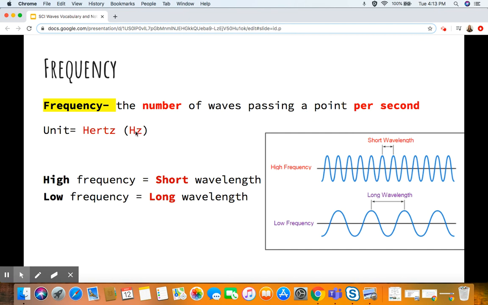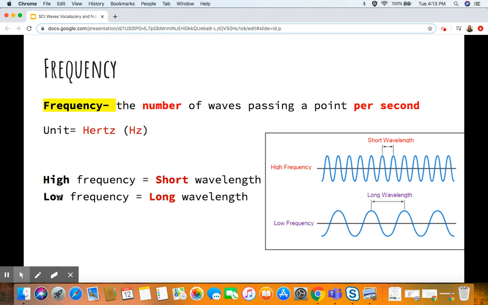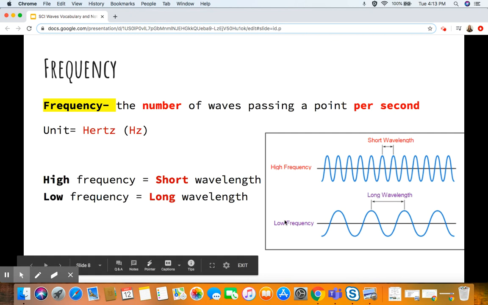So for example, we could have 1 hertz, 2 hertz, all the way up to 1,000,000 hertz, depending on how fast that wave is. When we have high frequencies, we have shorter wavelengths. So let's look at this picture. This is an example of a wave that has a high frequency. And look, when we go from crest to crest, that distance is really short. If we look at the next example, it has low frequency, which means we have long wavelengths.